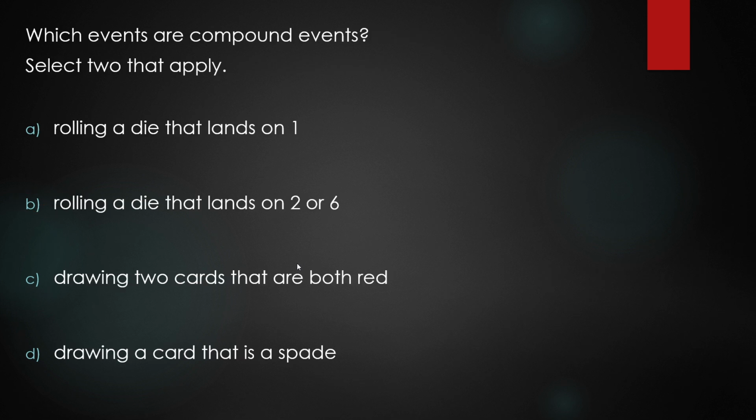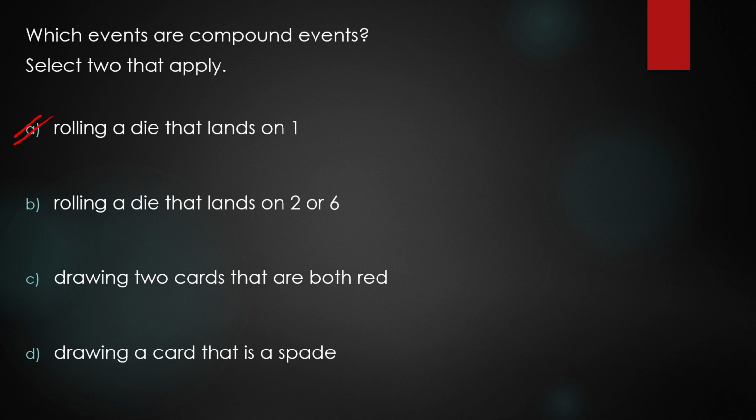All right, our next question says, which events are compound events? Select two that apply. So remember, a compound event is where we're doing two different things. So we're either rolling a dice and spinning a spinner, or rolling a dice two times, or drawing a card two times. We want to pick ones where we're doing two separate things. So the first one says rolling a dice that lands on one. Well, it can't be that one because that's only one event, right? Second one says rolling a dice that lands on a 2 or 6. Okay, keep that one.